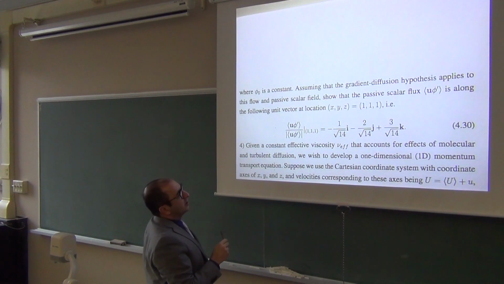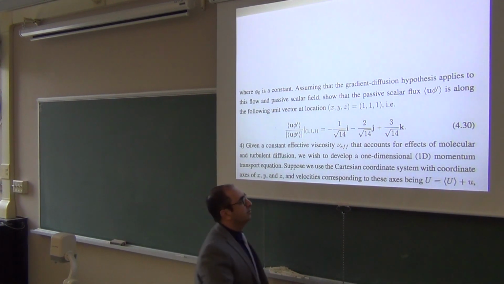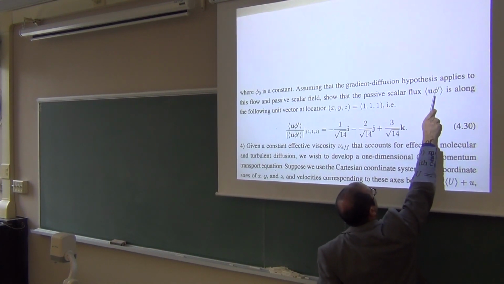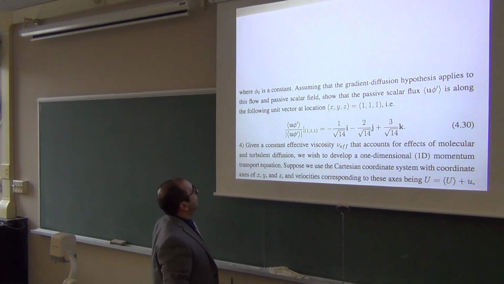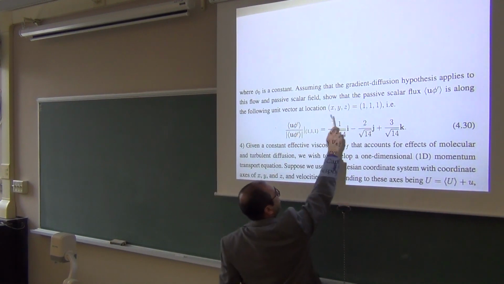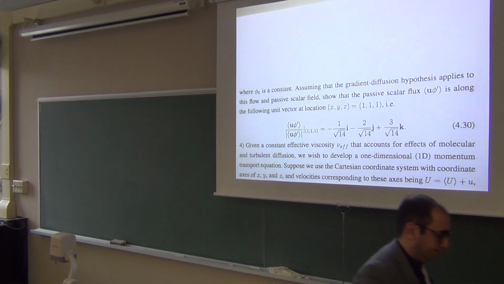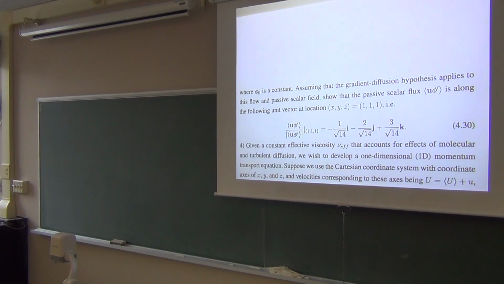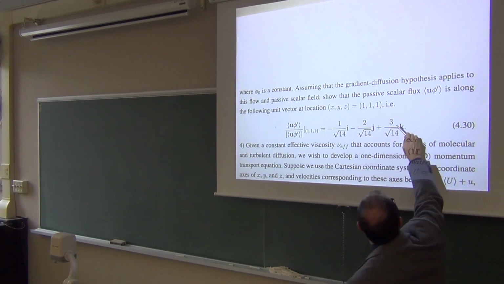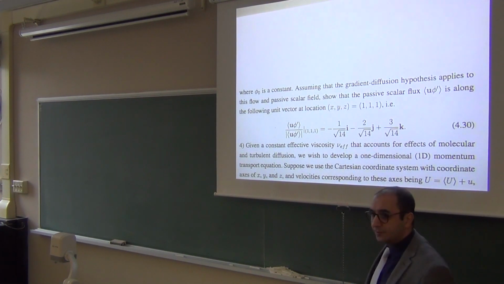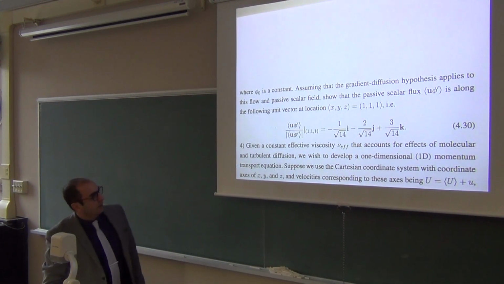Assuming that the gradient diffusion hypothesis applies to this flow and the passive scalar field, I want to show that the passive scalar flux, remember this was a turbulent flux and small u and phi prime are the fluctuations, the mean of the covariance of the fluctuations is along the flow unit vectors, and at location 1, 1, 1 is equal to this expression. So, you notice the passive scalar flux is not a scalar, it's actually a vector in its own right. So we want to calculate this. Okay. So let's see how that could be done.